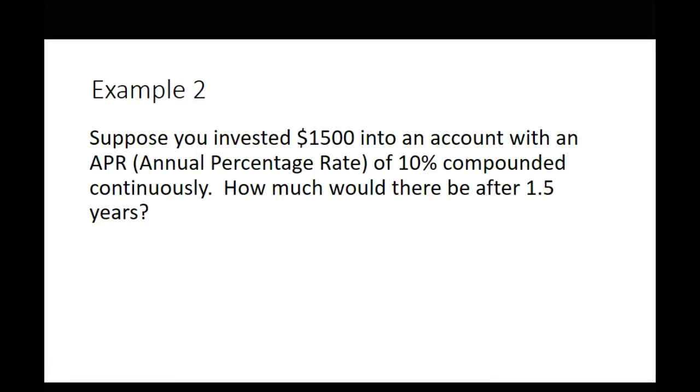Okay, so let's go ahead and jump back here to example 2. It says, suppose you invested $1,500 into an account with an APR, which is short for annual percentage rate, of 10% compounding continuously. How much would there be after 1.5 years? So the key word here is compounded continuously. That indicates to us that we're using this.